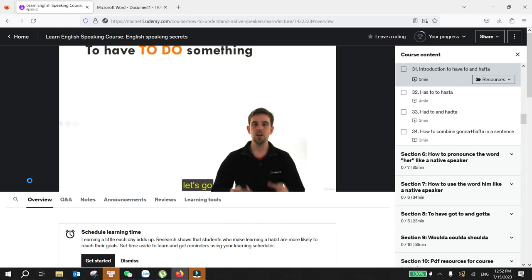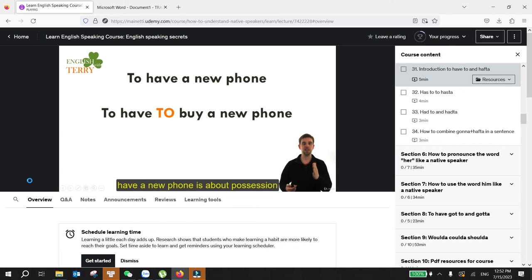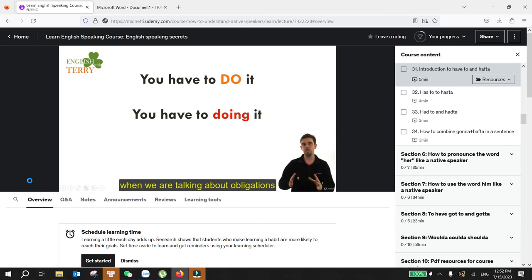Okay, let's go. So this is our first difference, that we have to have something and to have to do something, right? The basics. For here, to have a new phone is about possession, that you have something, you have a thing. But to have to buy a new phone is the same thing as I need to buy a new phone. Now, we need to be clear about the form. When we are talking about obligations, as in you have to do it, the form is you have to do it, not you have to doing it, all right?